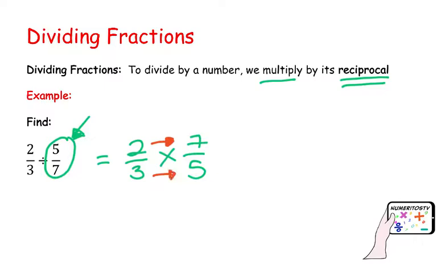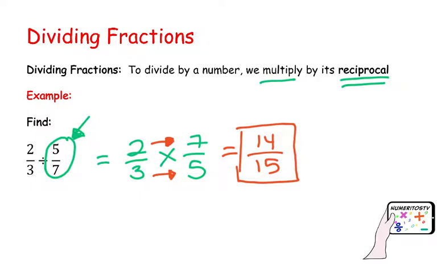So, multiplying fractions is just straightforward. 2 times 7, that will be 14, and then 3 times 5, that will be 15. Check if you can simplify your answer. Well, 14 and 15 don't have a common factor except 1, so that will be my final answer.